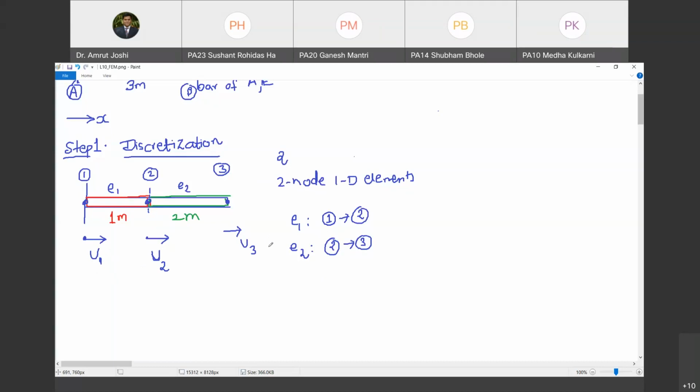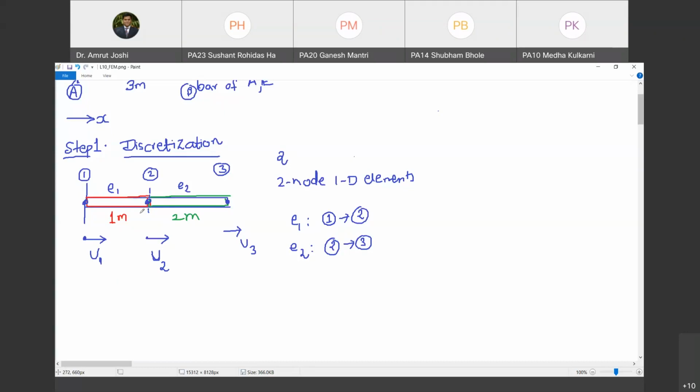Okay. Now, what is the next thing that we are going to do? The next thing that we are going to do is we are going to express displacements within the element as a function of nodal displacements, which we did last time. Were you present last time, Ganesh?